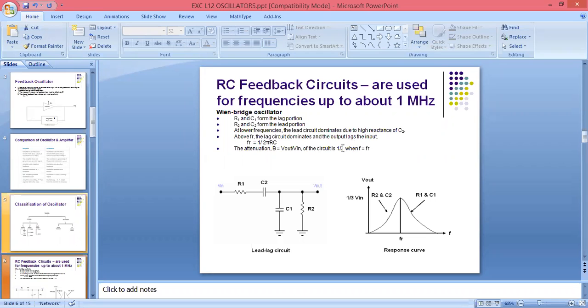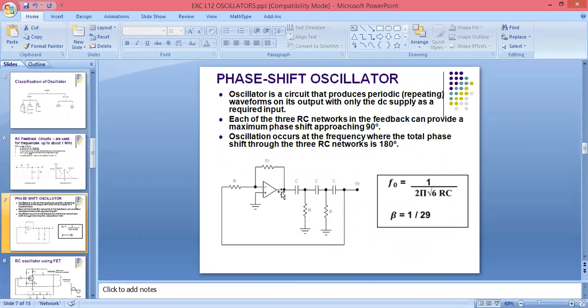So just because of this reason, when we are using an RC network, we are getting gain 1 by 3. But we are supposed to follow the Barkhausen criteria. So we needed the value here as 1, due to which you can see here when we are using the RC phase shift oscillator. This is the RC phase shift.